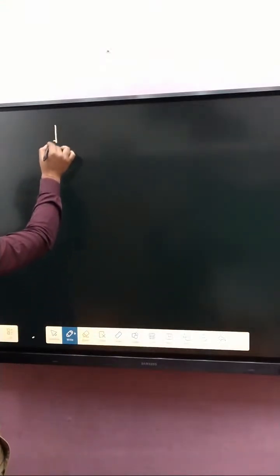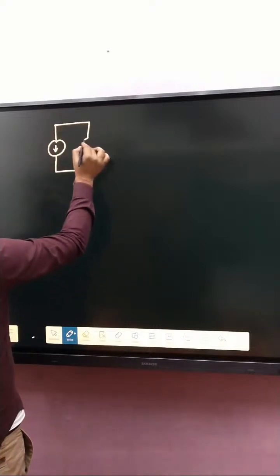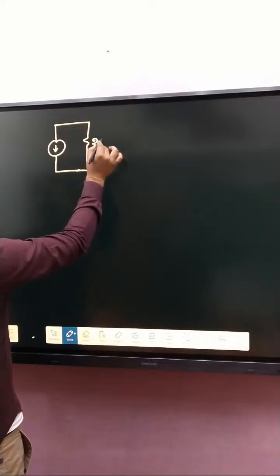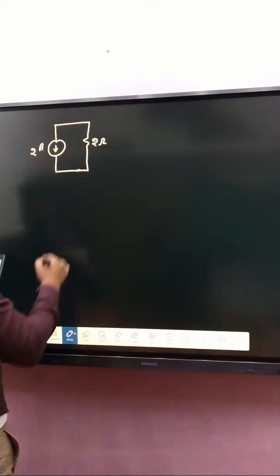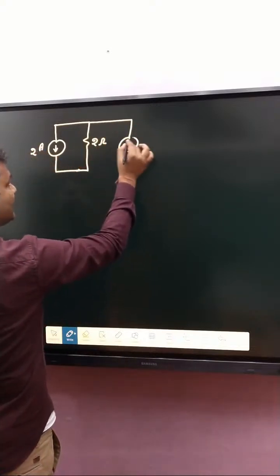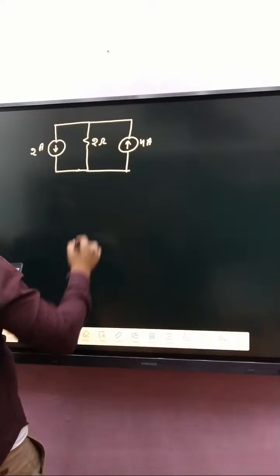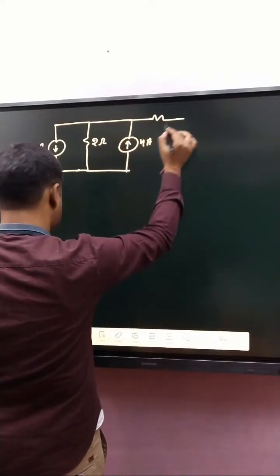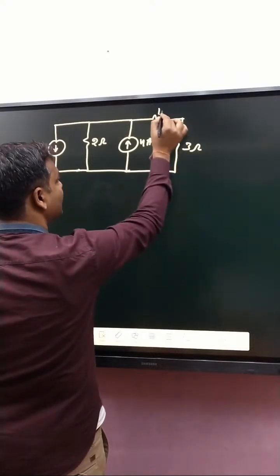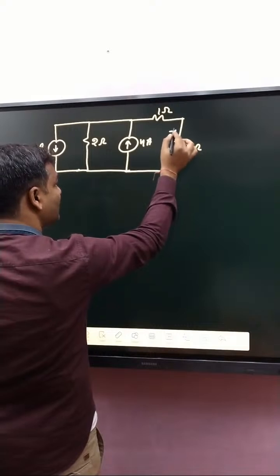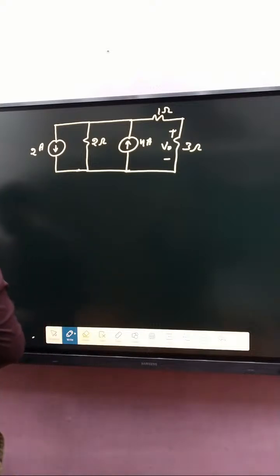That current source, like that one. A resistance connected in parallel, that is 2 ohm, and that is 2 ampere. Here 4 ampere. After that, 1 ohm and here 3 ohm connected, 3 ohm and here 1 ohm, and what about voltage? V naught. Our motto is to determine V naught.